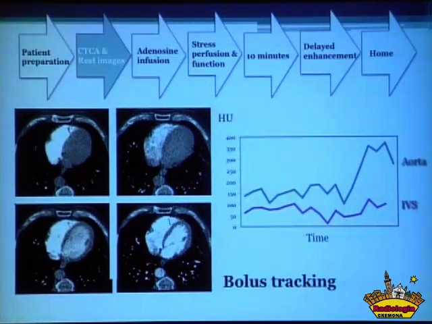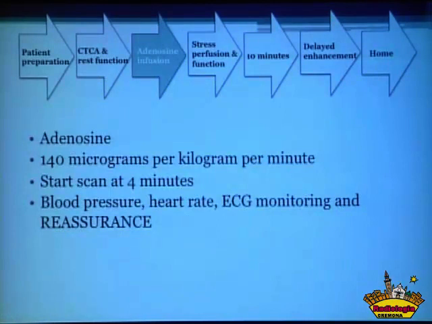We use a bolus tracking technique, and we trigger the scan when the contrast reaches 300 units in the aorta for these scans. So that's our rest scan done. Nice and quick and easy, exactly the same as Russell has explained already. The next parts are a bit different.